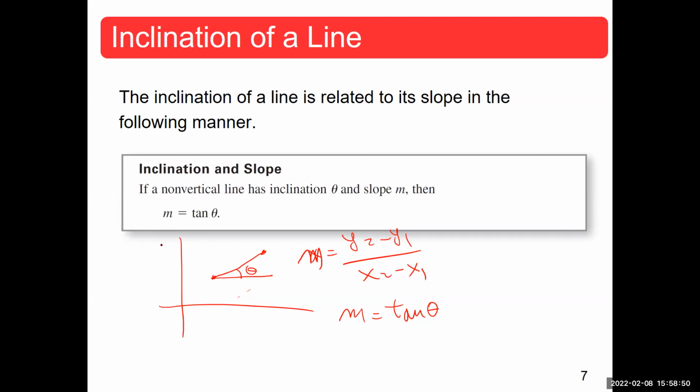But if I don't know the angle, and I ask you what is the angle, theta is going to be equal to tangent inverse of m. What's the meaning of that? It's the reverse. Tangent theta will give you m. But if I have m, then I find the angle with tangent inverse of m.